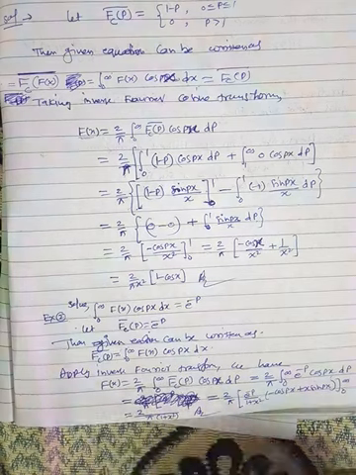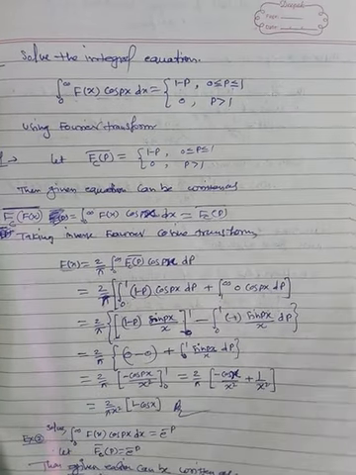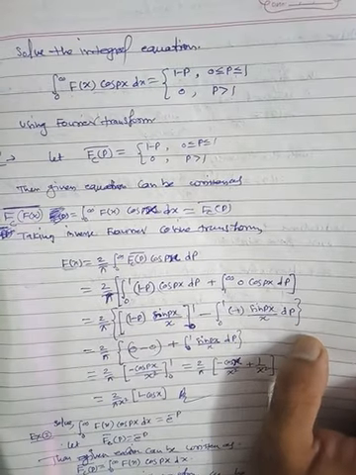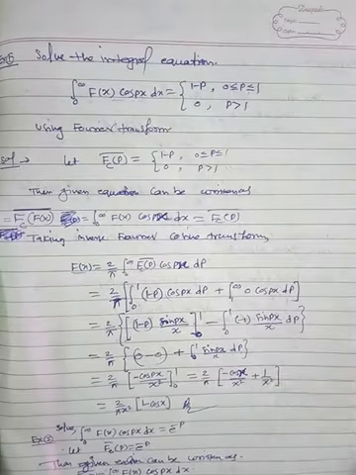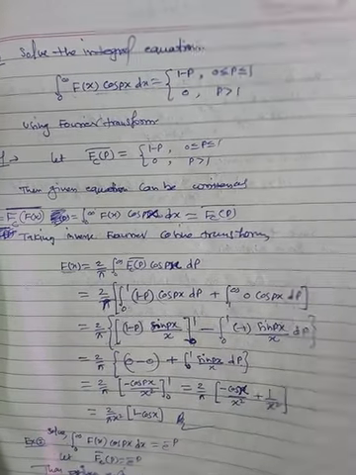So this is the Fourier cosine transform. This is all about the Fourier transform for solving integral equations. Now in the next class we will start Green's function. What is Green's function? How to use Green's function to solve integral equations. Okay, thank you.